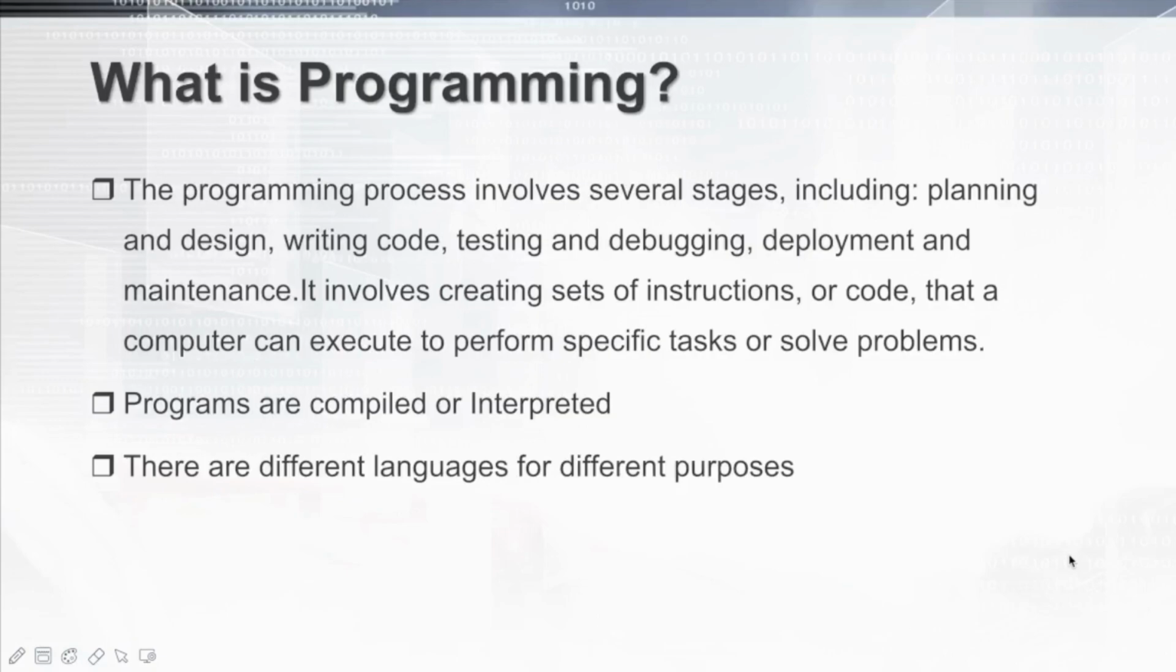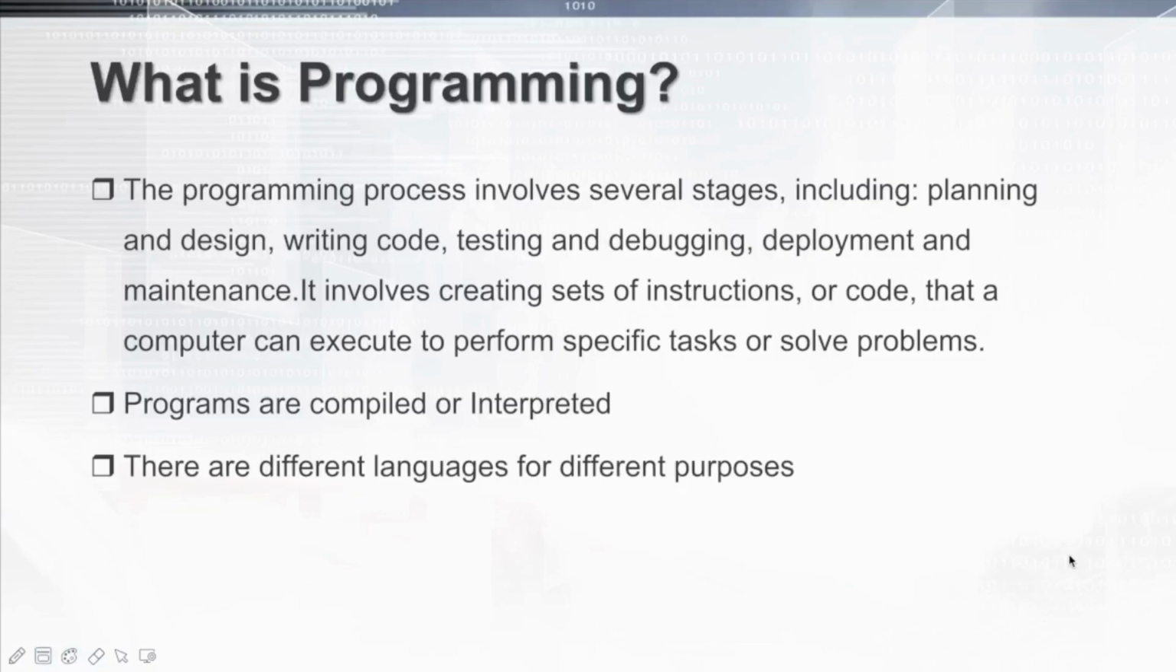So the programming process involves several stages. When you are writing a piece of software, there are several stages. You don't just jump and have a software. There are different stages you go through to be able to have a program, a software. So first we have the planning and design stage. That's the first stage you go through to be able to have a software.